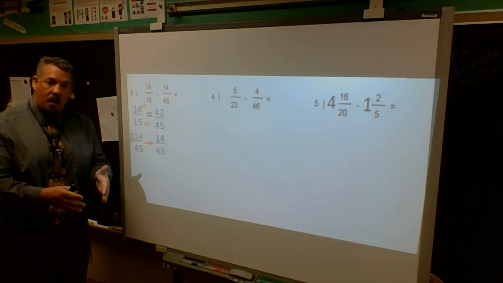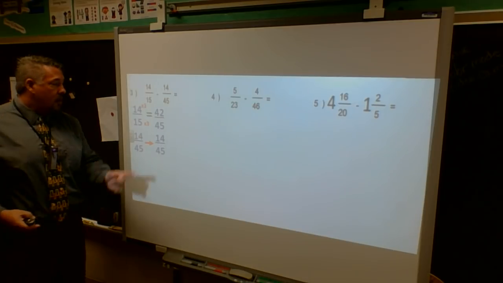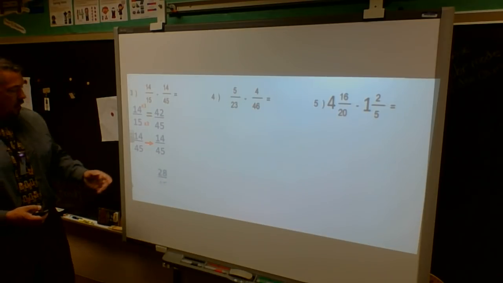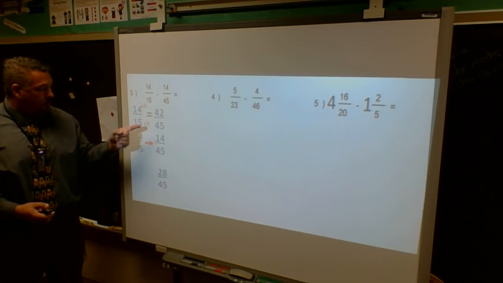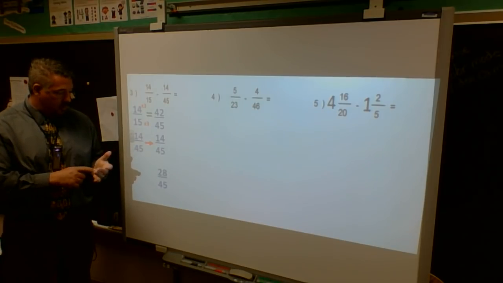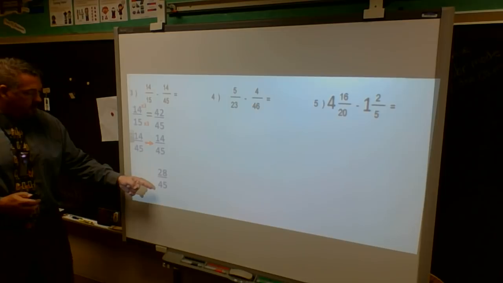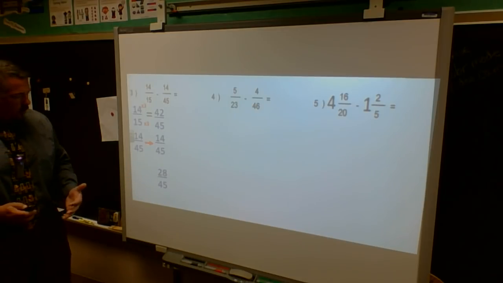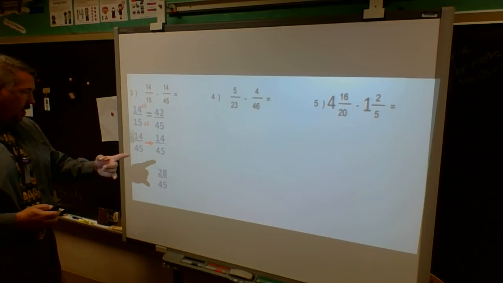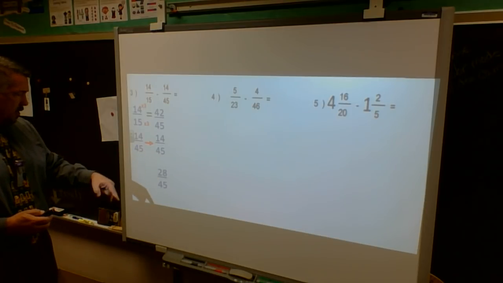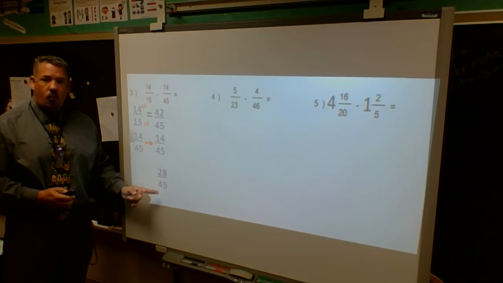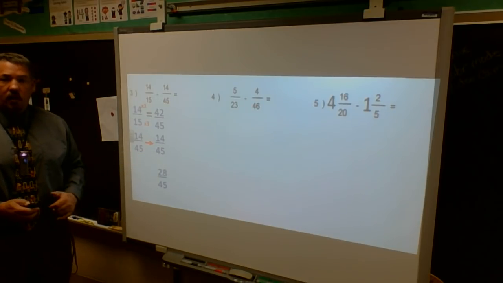So now when I have the common denominator, I know I keep it, subtract my numerators, and then check to see if I can reduce. So I have 28 when I take 42 minus 14, handy dandy calculator, 42 minus 14, I get 28, and 45. Well, my factors of 28 are, let's see, 1 and 28, 2 and 14, 4 and 7. None of those go into 45. So that's as low as I can go on that answer.